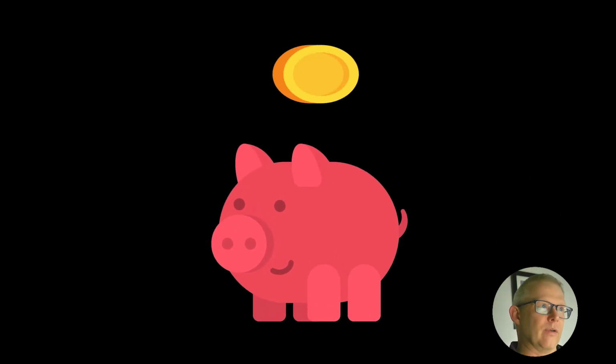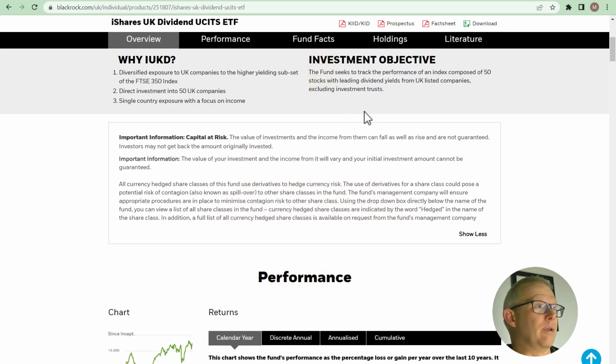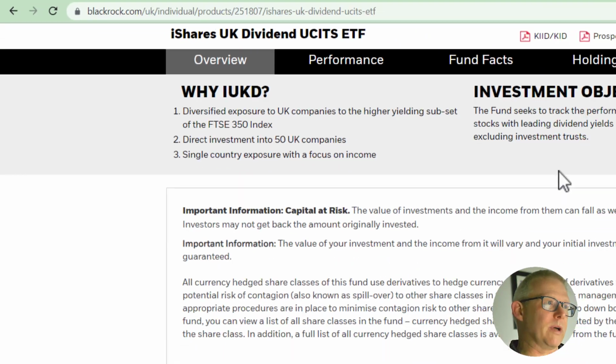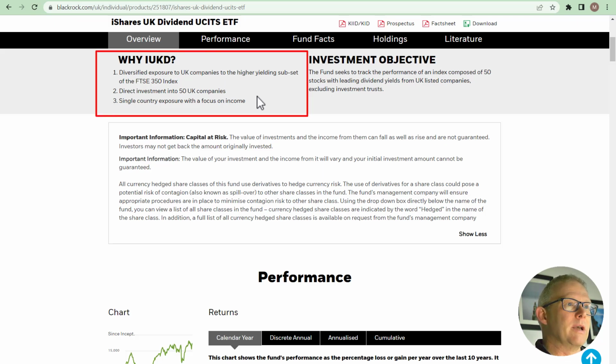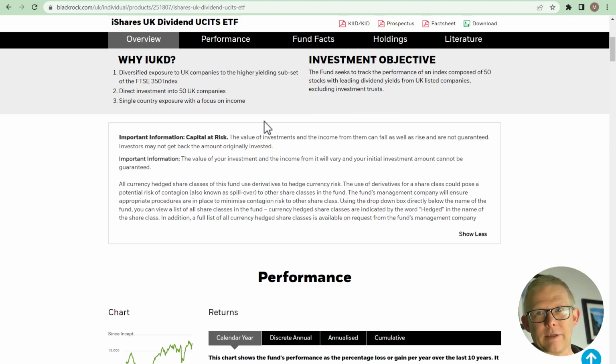I'm going to take you through some of the details found on the BlackRock website. What are we going to go through? First of all, what is IUKD? It is basically diversified exposure to UK companies that have a higher dividend yield, and it is a subset of the FTSE 350 index, in reality 50 of those top companies.